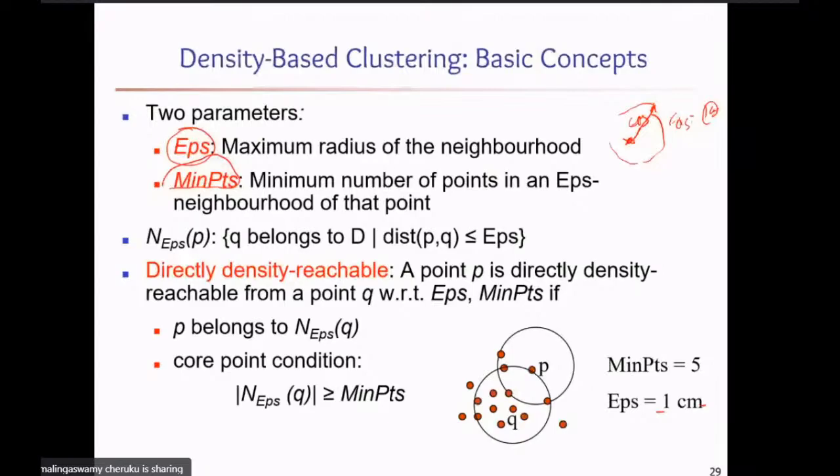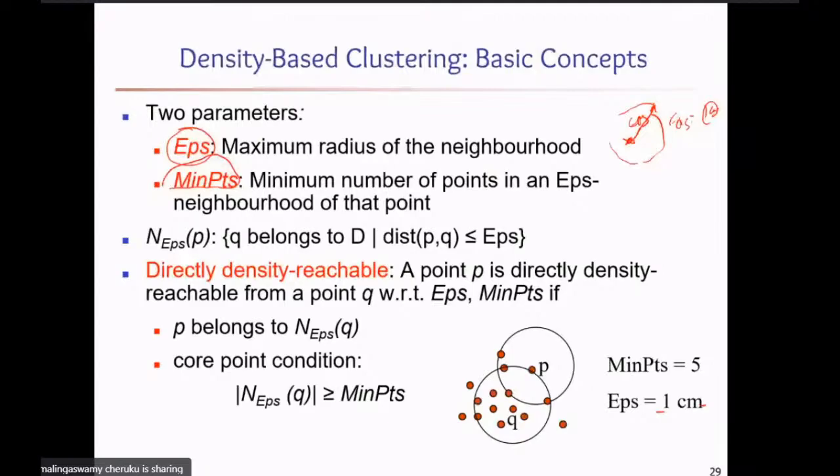Yes. So let us look at another algorithm called OPTICS. With this I will stop. This OPTICS is another clustering algorithm which is based on density. So the idea is very simple.